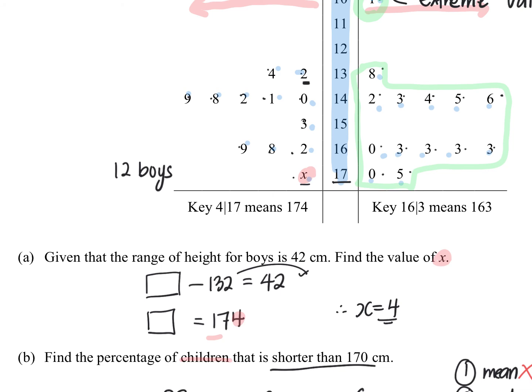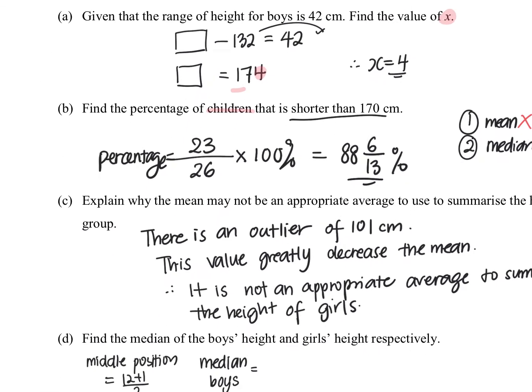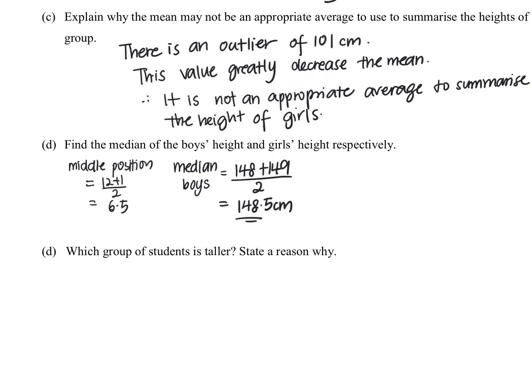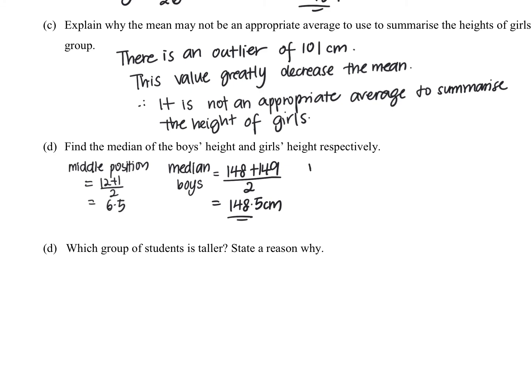Okay, starting from the smallest. So 1, 2, 3, 4, 5, 6. The sixth number is 148. And the 7th value will be 149, according to our stem and leaf diagram. So 148 plus 149 cm divided by 2. And that gives me 148.5 cm. Okay. Next one, what is the middle position for the girls?